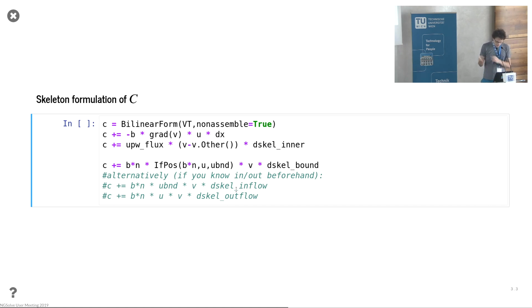Okay, then you correspondingly define the new bilinear form, same way as before, where we now also have the boundary terms separately from the interior facets, obviously, and some of them incorporate the boundary conditions, others don't. So if you know a priori which part of the boundary is your inflow, then you could also use the version below, which essentially does the integration of the U-bound part in the inflow for the numerical flux and the U part for the outflow part.